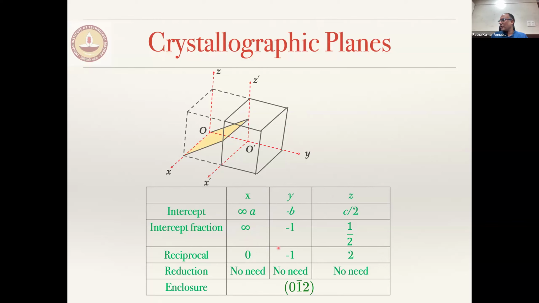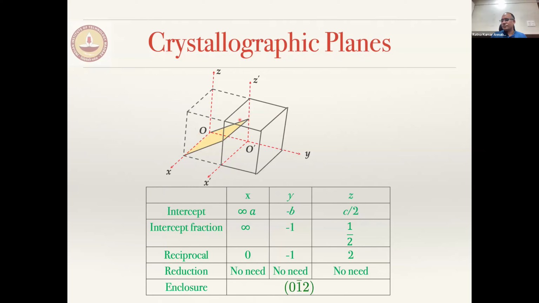Now, when you took the reciprocal, you see that there is no need for reduction, because there is no need for a common multiplier, since all of them are integers now. Otherwise, you would need to multiply with some number. So now you put the enclosure, and this is 0, 1 bar, 2. So the Miller index for this plane is 0, 1 bar, 2. Is that clear?